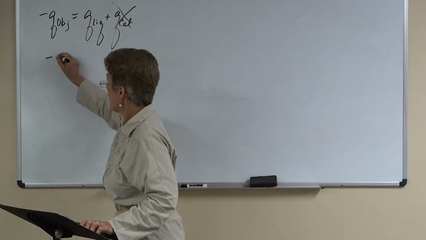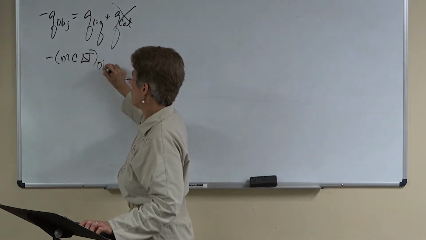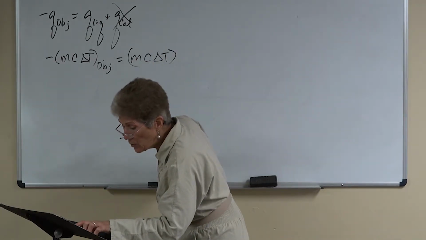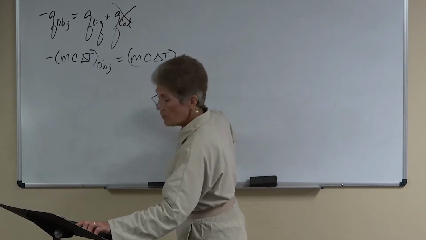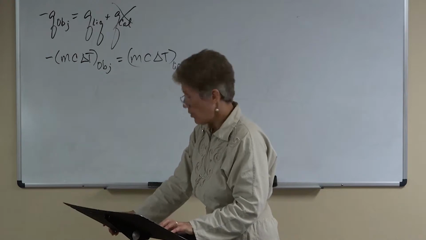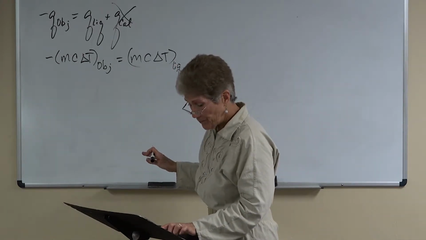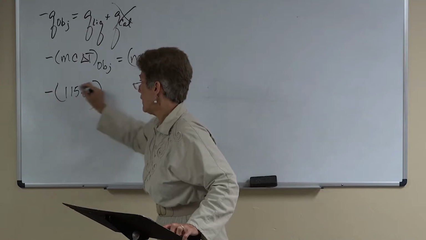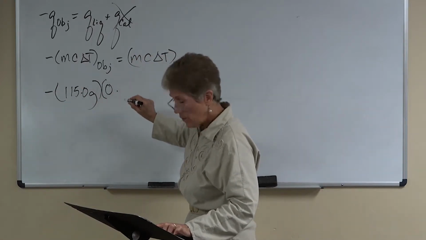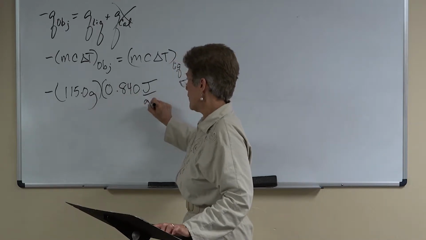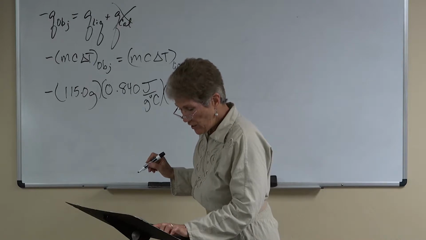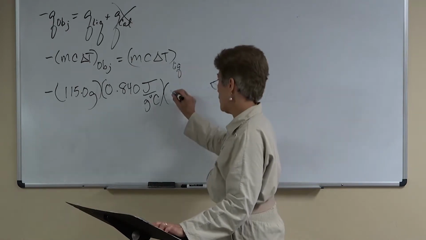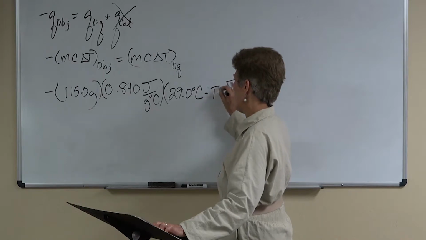And so we know that negative MC delta T of the object equals MC delta T of the, are we working with water here? Yep, water. So I'm just going to put liquid. Okay, and here we're looking for the initial temperature of the glass. All right, but we're going to go ahead and start plugging things in. So we have 115 grams, negative, of glass. We're given C, 840 joules per gram degrees Celsius. And the change in temperature is actually what we're looking for, the initial temperature of the glass. But the final temperature of everything's going to be the same, so it's going to be 29.0 degrees Celsius minus the initial temperature.